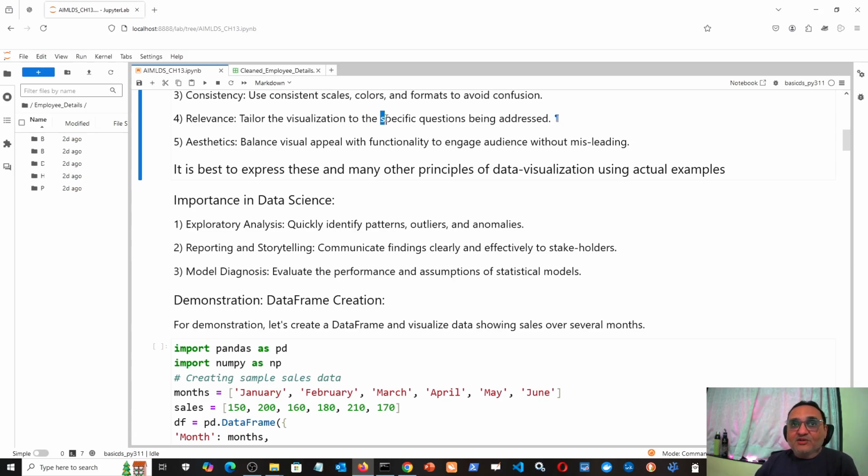Each one of them should address some specific questions. Okay, then aesthetics is also important, because on one side there should be visual appeal. Okay, but on the other side functionality should not be compromised.